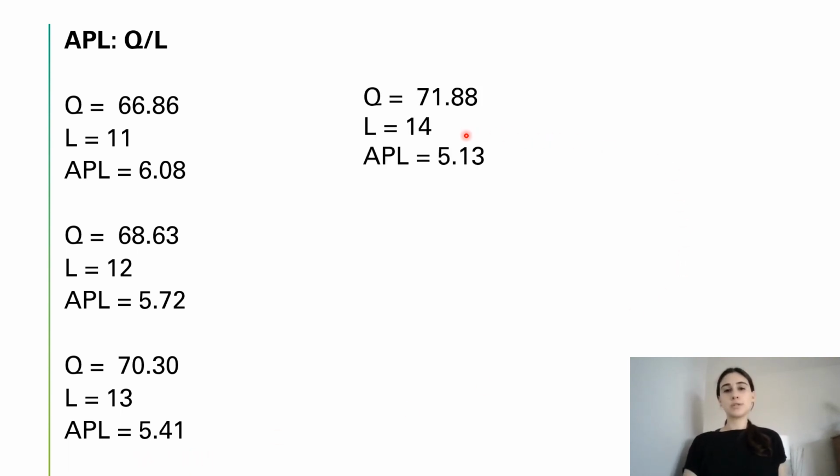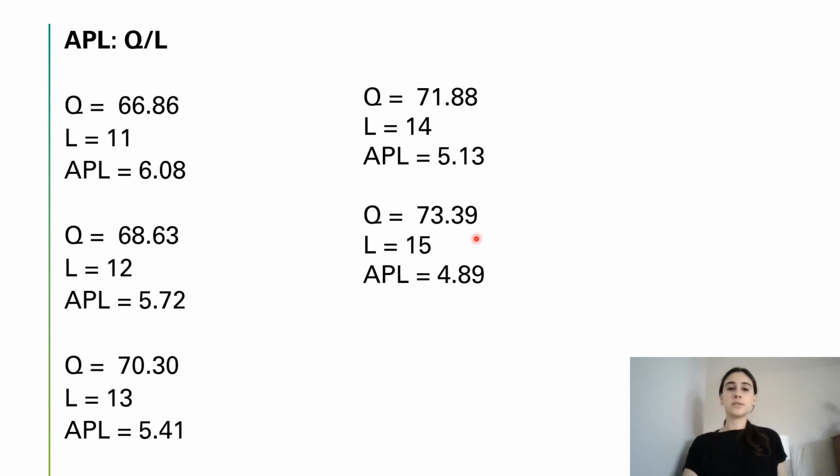Next, when L is 14, we solved quantity to be 71.88. Solving for APL, we get 5.13. Here's the interpretation. When there are 14 workers, each worker on average produces 5.13 units of production.